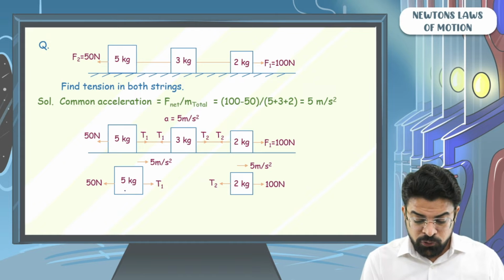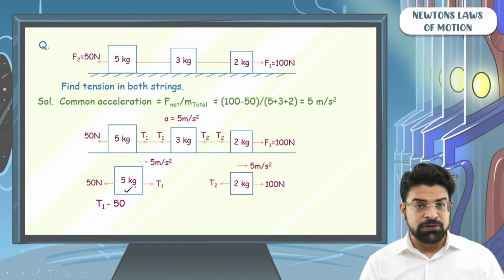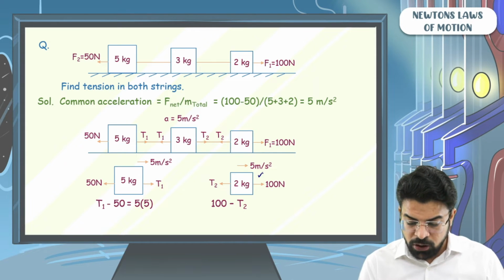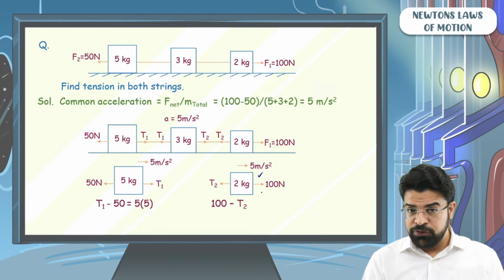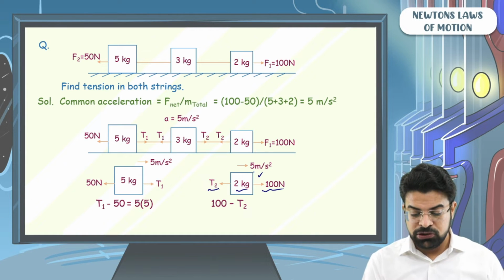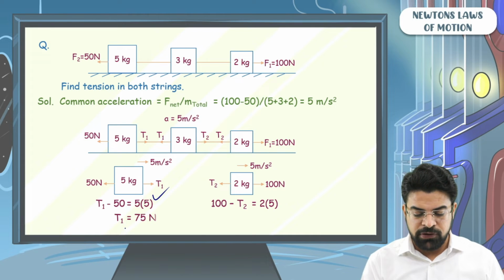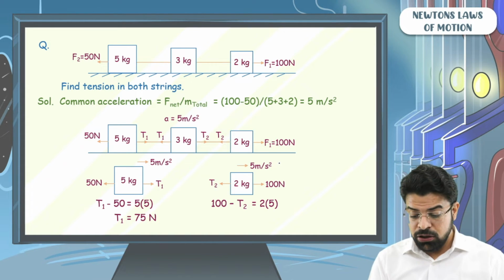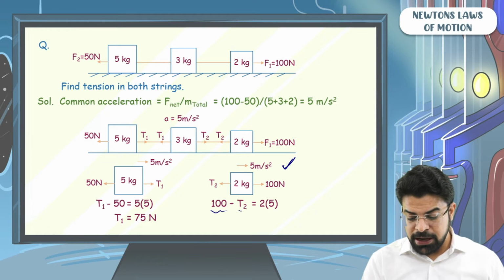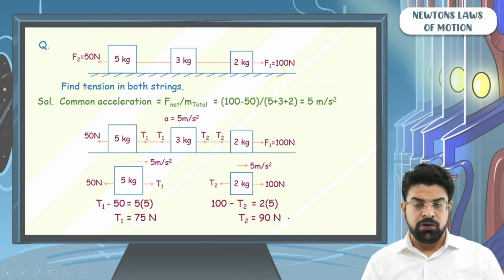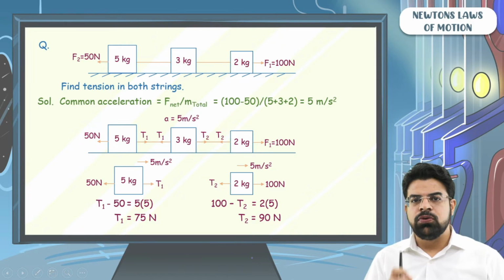So for the first block, we make the equation T1 minus 50 equals 5 into 5. And for the second block, the net force in the direction of acceleration: 100 minus T2 equals mass 2 into acceleration 5, so 100 minus T2 equals 2 into 5. Solving, we get T1 equals 50 plus 25, which is 75 Newton. And looking at the second block, 100 minus T2 equals 2 into 5, so T2 will be equal to 90 Newton. Okay, simple. Now let's do one more problem.